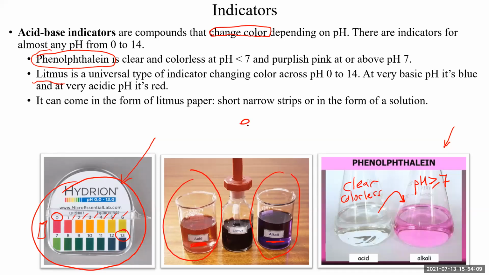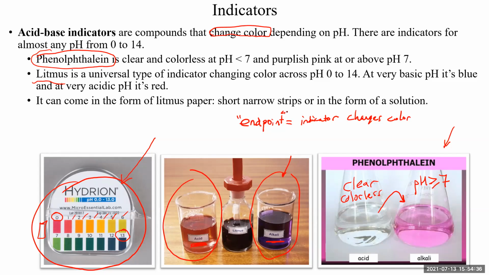The endpoint is the point at which the indicator, the acid-base indicator, or any indicator that you are using, changes color at a relative place for you. So the endpoint is when the indicator compound or the indicator solution changes color. Once you've crossed that pH threshold, that's called the endpoint.